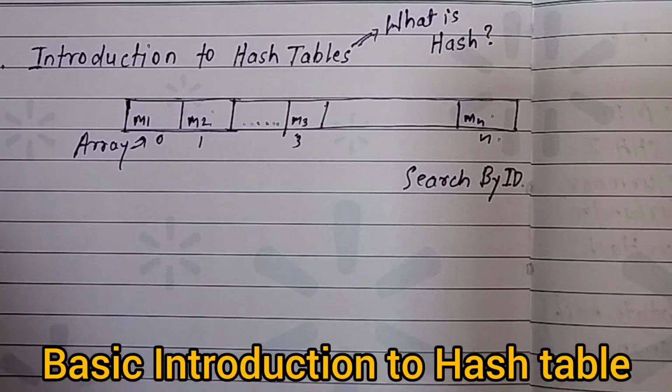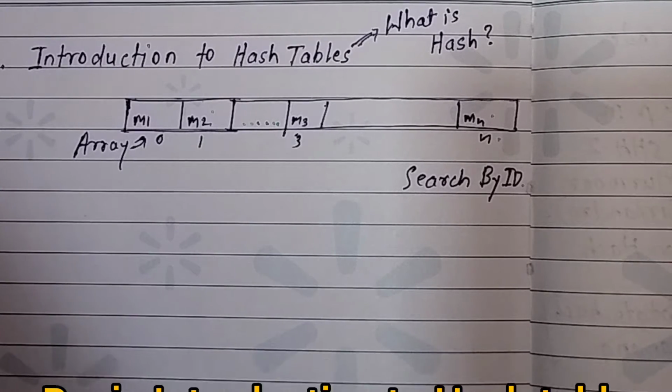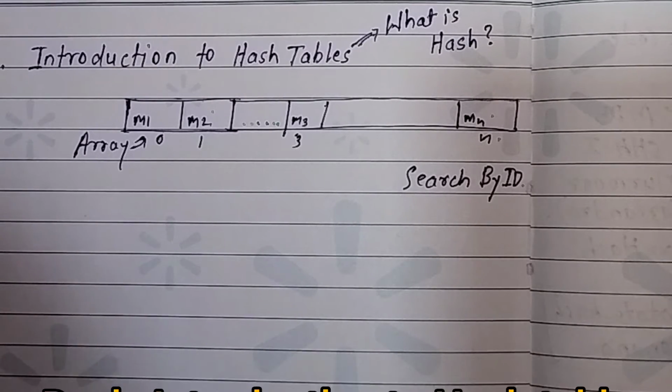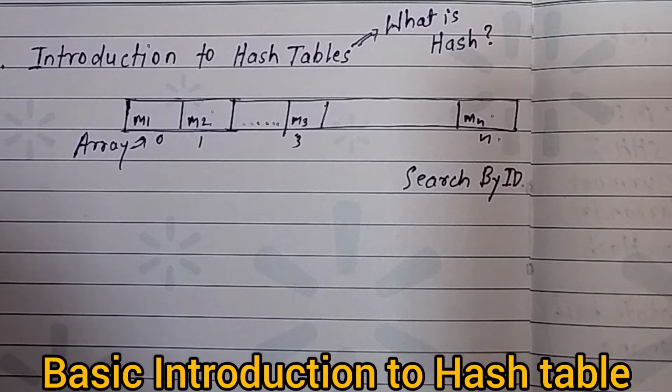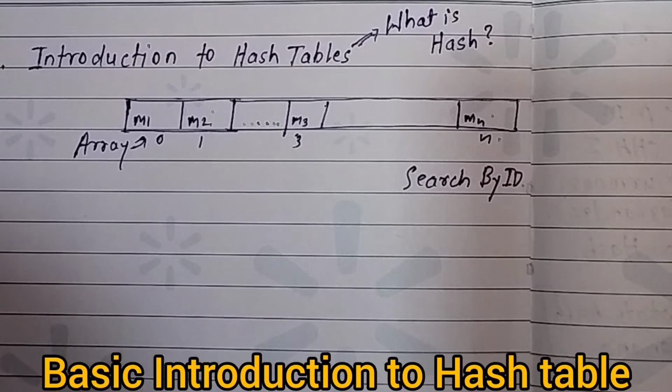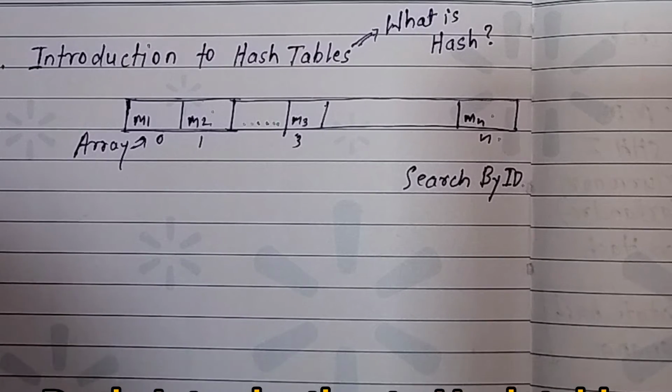So, in complexity theory terms, the search would then have a complexity of order n. It would be reasonably fast if the list is small, but it would get slower and slower in direct proportion to the number of elements in the list. So, how could we improve this?